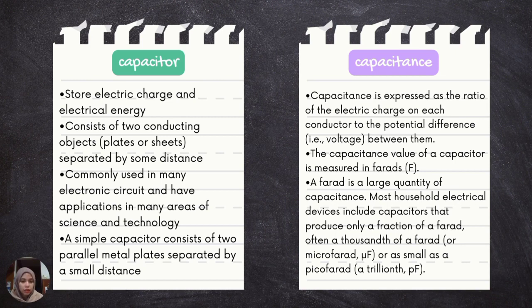Capacitance is expressed as the ratio of the electric charge on each conductor to the potential difference, like voltage, between them. The capacitance value of a capacitor is measured in farads. A farad is a large quantity of capacitance. Most household electrical devices include capacitors that produce only a fraction of a farad, such as a microfarad, or as small as a picofarad, like a trillionth.